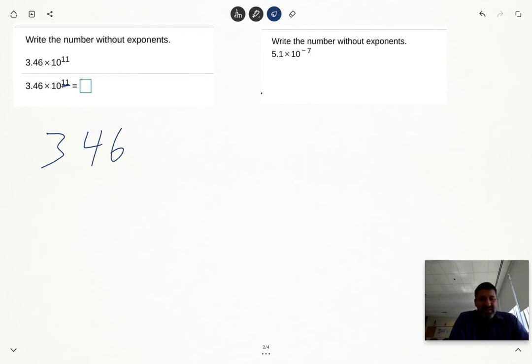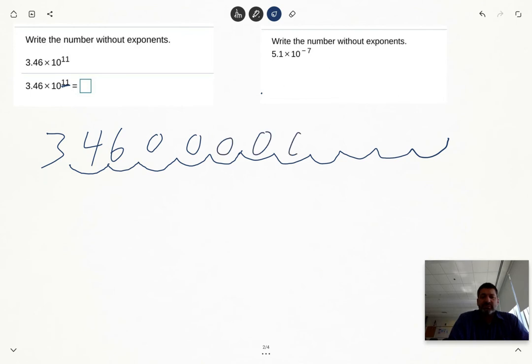Multiply by 10, 11 times. Do it once, it moves our decimal point from there to there. Twice, 3 times, 4 times, 5 times, 6, 7, 8, 9, 10, 11. Notice that's not 11 zeros. It's the decimal point going over 11 places. We'll fill in these gaps to see how many zeros we have. So that would be 346 billion. So 3.46 times 10 to the 11th is the same as 346 billion.